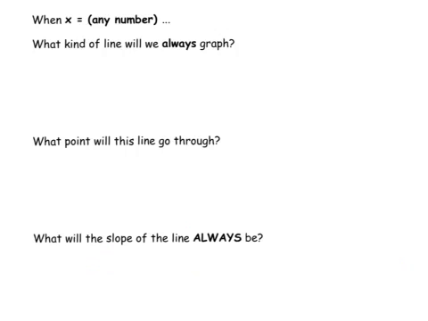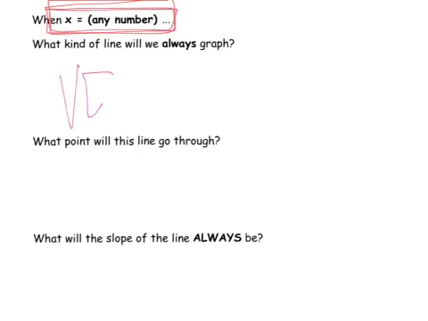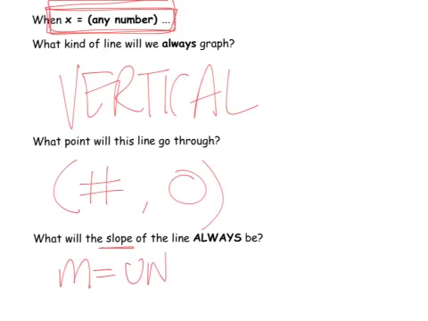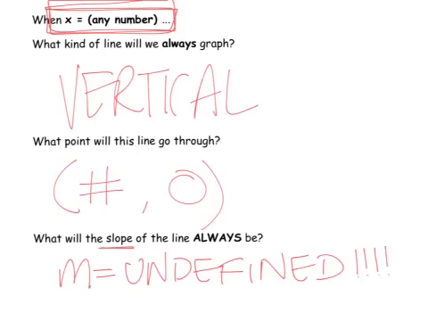So looking at generic cases, when x equals any number, like we have had in the last 2 slides, we have a vertical line, and it's still going to hit that axis point. So we're going to hit the x value, and 0 will be our y. And slope, like I said, will always be undefined. And that will never change for vertical lines.